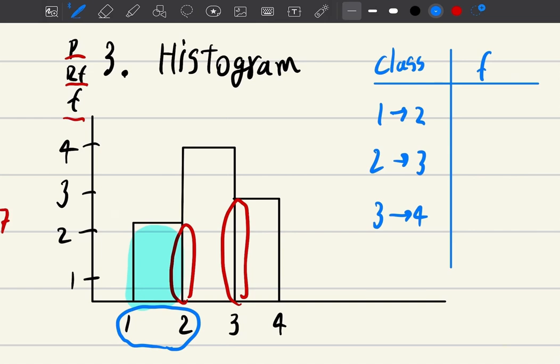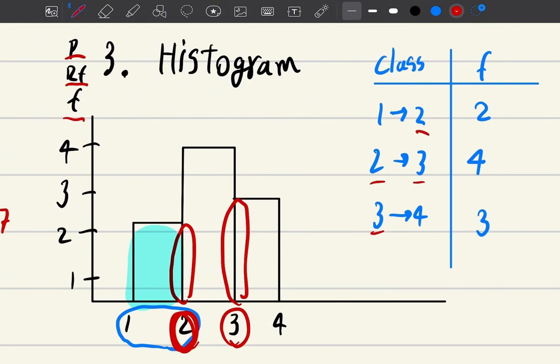So in the 1 to 2 class we have 2 numbers falling between 1 and 2. And in 2 to 3 we have 4. In 3 to 4 we have 3. So how do we know that 2 or 3 is falling in which class?